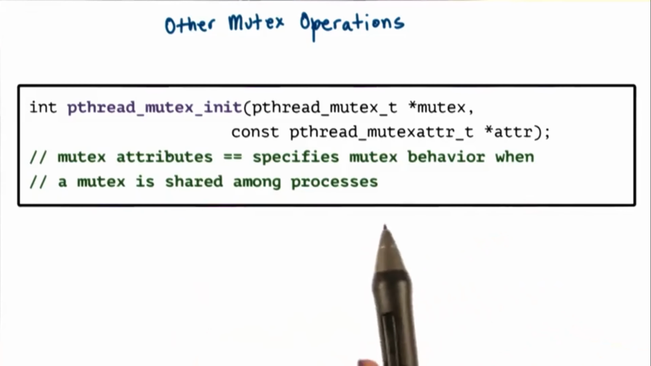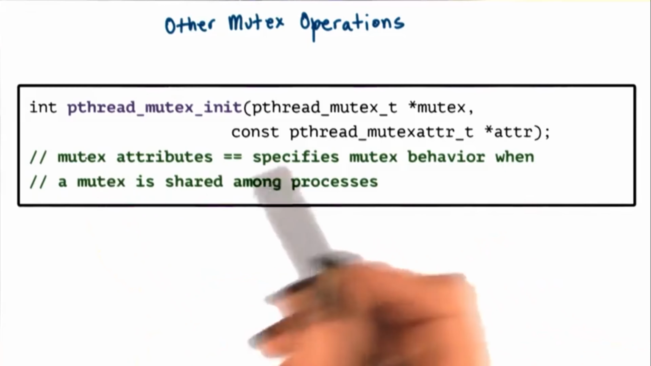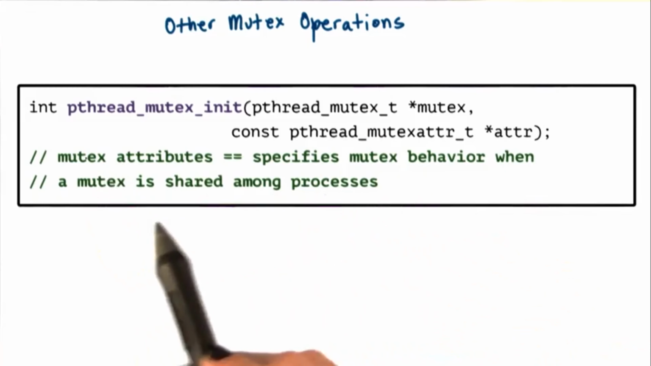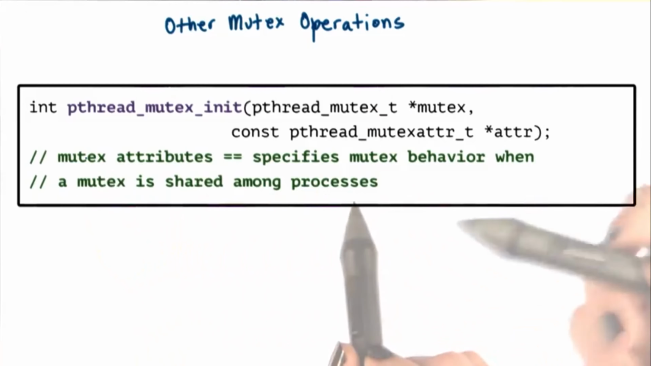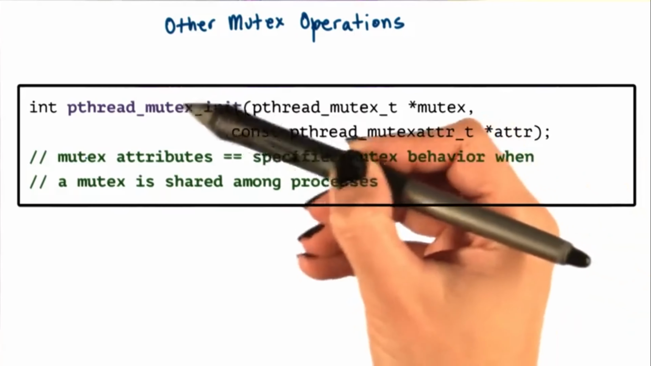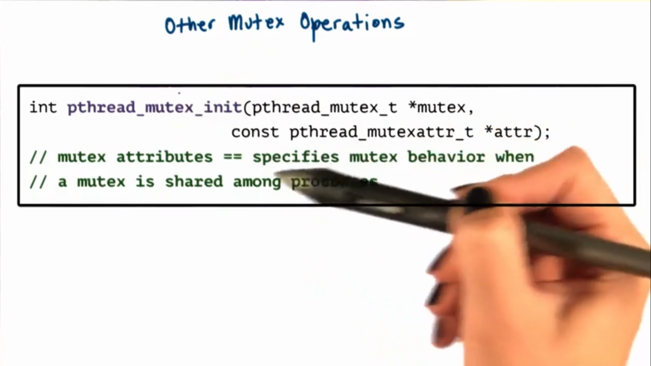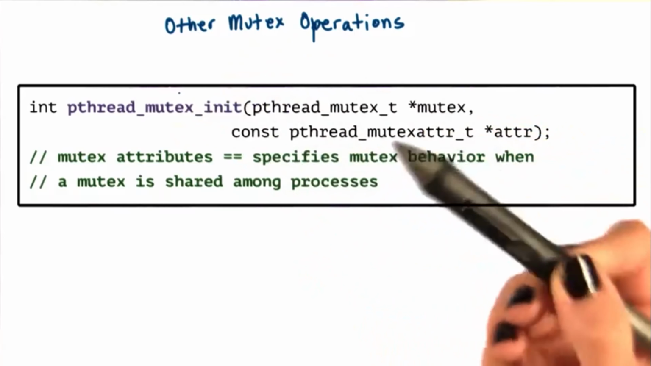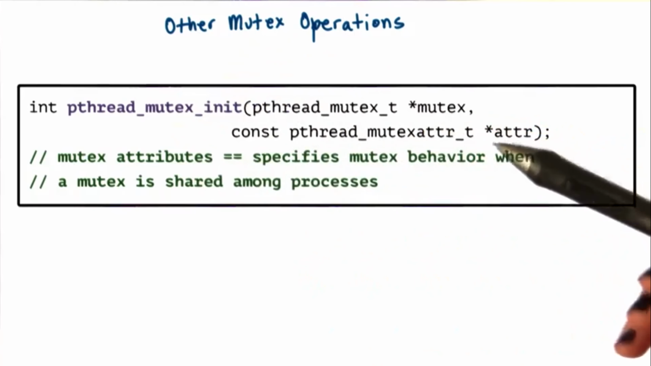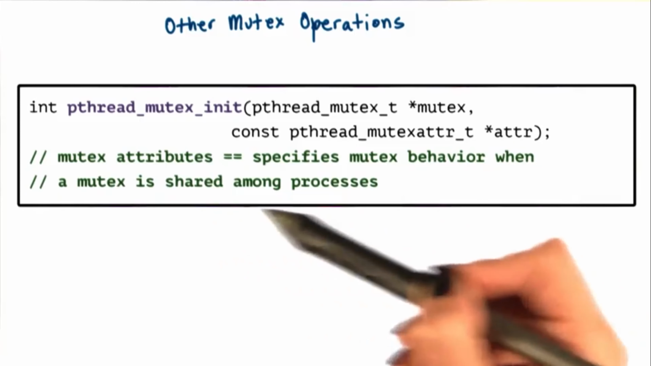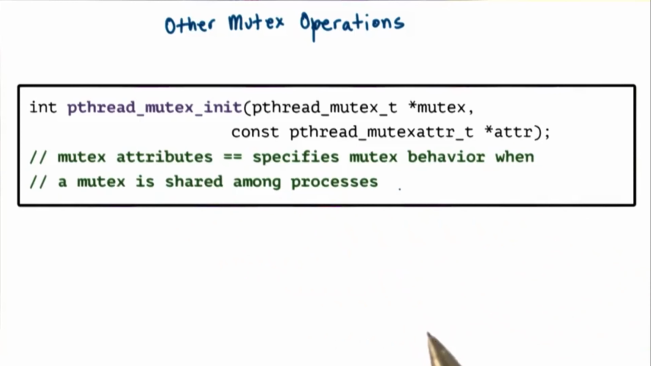For instance, PThreads permits mutexes and condition variables in general to be shared among processes. The default behavior would make a mutex private to a process, so only visible among the threads within a process, whereas we can explicitly modify that behavior and make sure that the mutex can be shared with other processes.